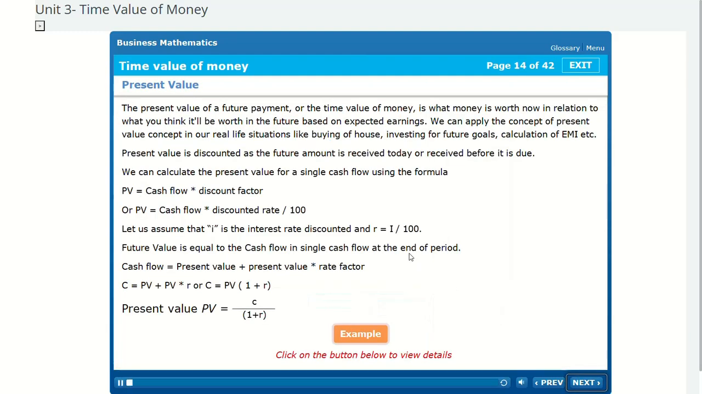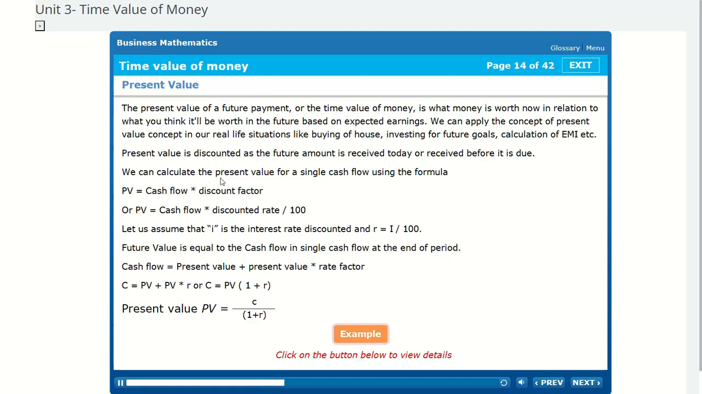Present value. The present value of a future payment, or the time value of money, is what money is worth now in relation to what you think it'll be worth in the future based on expected earnings. We can apply the present value concept in real-life situations like buying a house, investing for future goals, calculation of EMI, etc. Present value is discounted, as the future amount is received today or received before it is due.